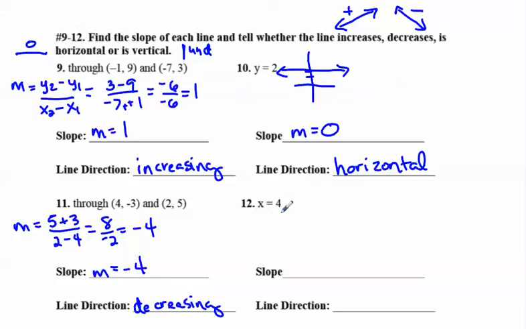Okay, and the last one is x equals 4. So in x equals 4, all of the x values are 4. So 1, 2, 3, 4. All of the x values are 4 in a vertical line, like this.